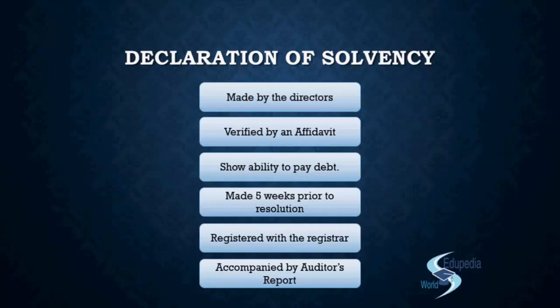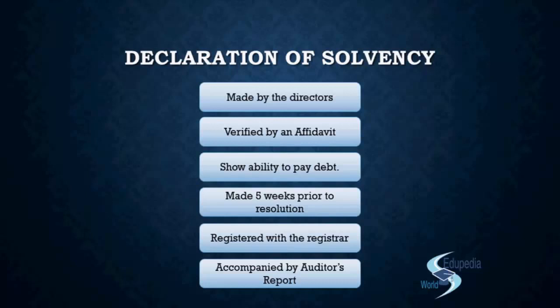He is an educated person, he can analyze the financials with the auditor's report, that okay, the position is going good, and they either have no debt as per the statement, or even if they have, we can see a surplus of assets that can be used to realize those liabilities. So up to that, it is very clear that the declaration of solvency is to be prepared by the directors, verified by an affidavit. They'll have to show that they are able to pay the debt or they have no debt, and that has to be made 5 weeks prior to passing the voluntary resolution by the members, and it has to be registered with the registrar before the date of resolution, and accompanied by the auditor's report, right?